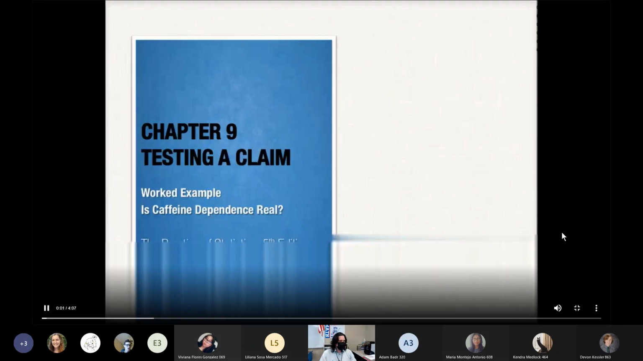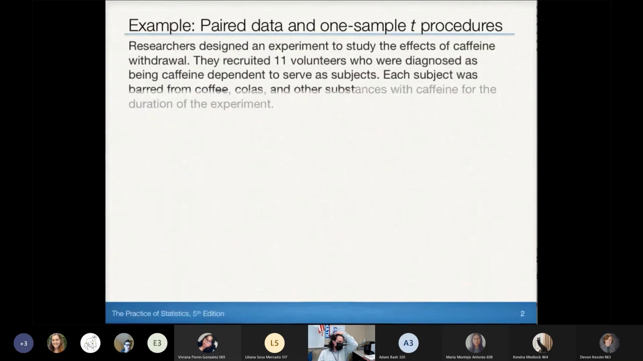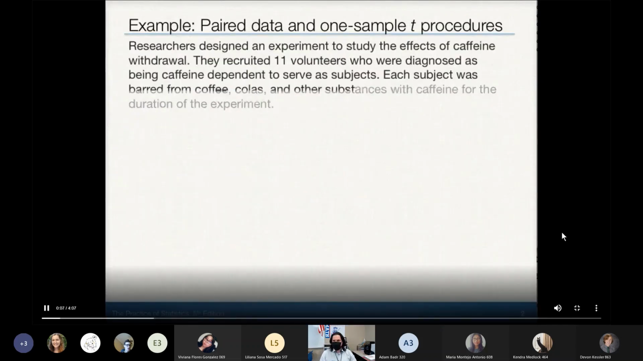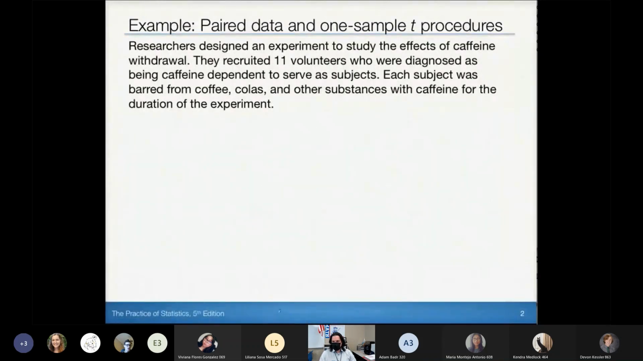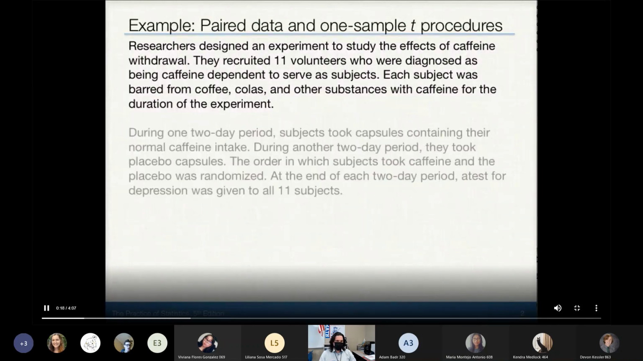Hi, this is Jason Molesky. Let's take a look at paired data and one sample t procedures. Researchers designed an experiment to study the effects of caffeine withdrawal. They recruited 11 volunteers who were diagnosed as being caffeine dependent to serve as subjects. Each subject was barred from coffee, colas, and other substances with caffeine for the duration of the experiment.